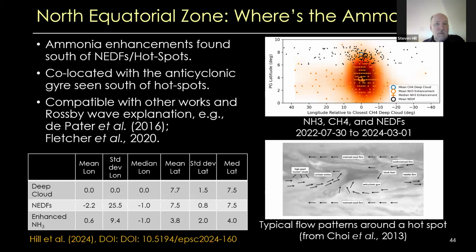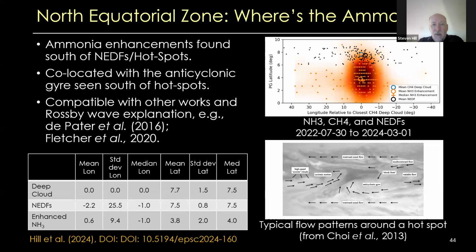North equatorial zone, where's the ammonia? So we're moving into a new topic here. This is where there's all this complex behavior with a potential Rossby wave that's equatorially trapped, creating these series of plumes and hotspots that repeat periodically in longitude.